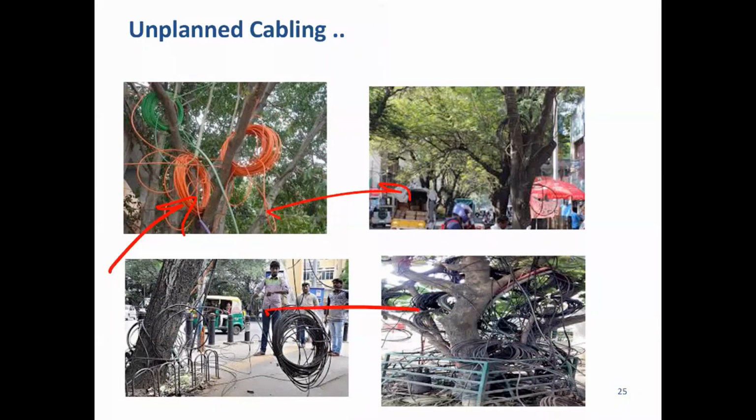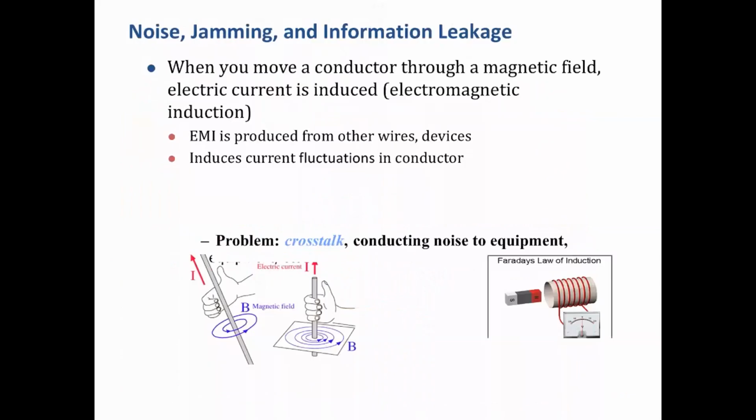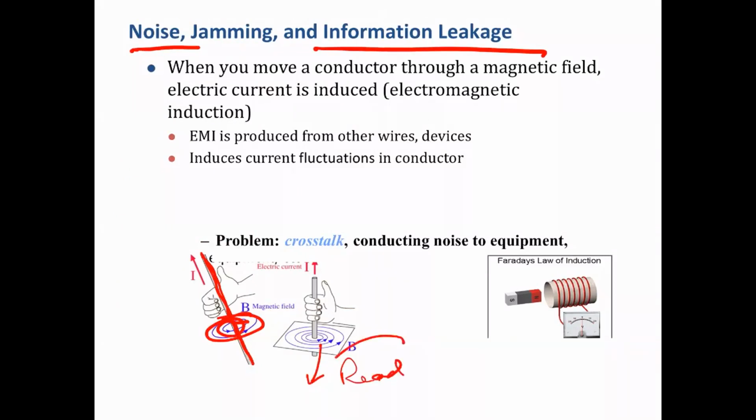Many of these are fiber cables. Some could be video also, but largely fiber. Another way of stealing information is through noise or information leakage. You must have seen this when you studied: a conductor carries current, then you have a magnetic field around it, and you can read this by putting some device. So that's also possible.